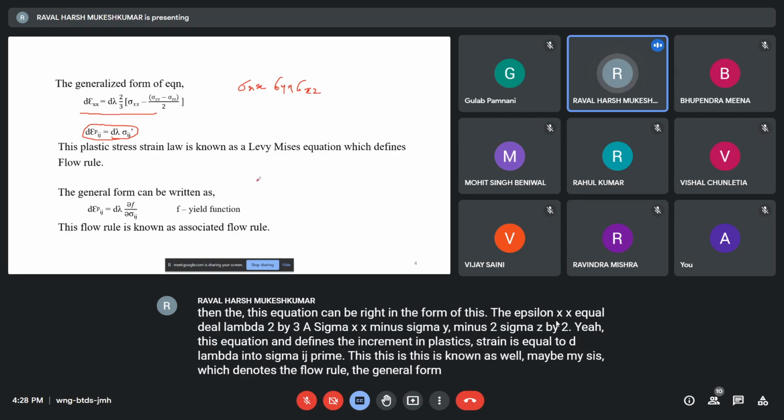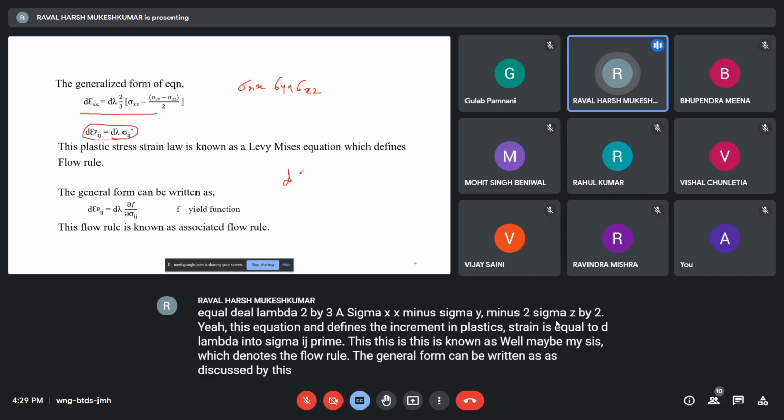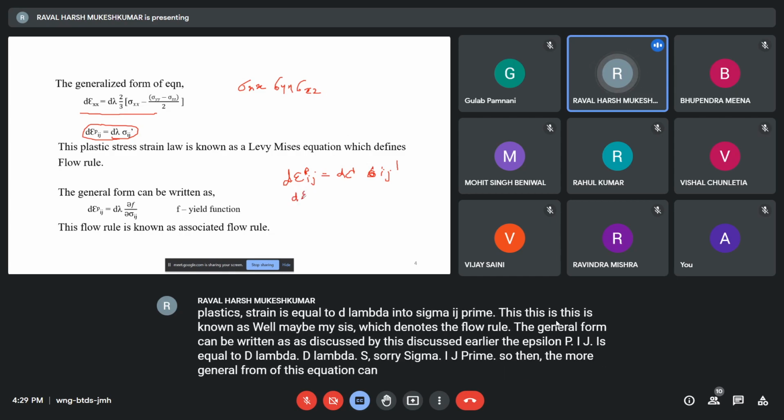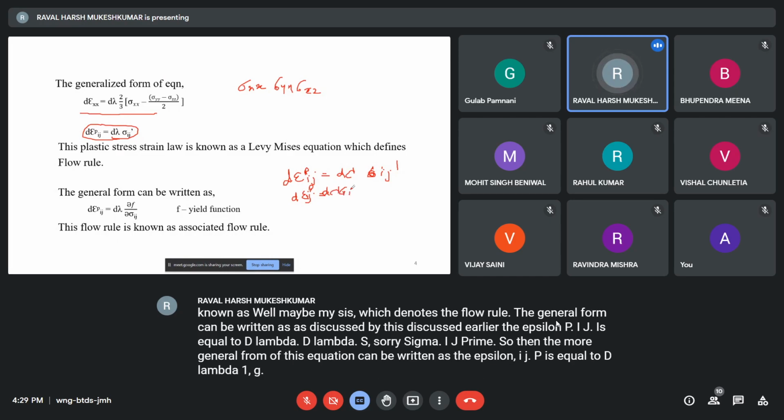The general form can be written, as discussed earlier, d epsilon ij p is equal to d lambda sigma ij prime. Then the more general form of this equation can be written as d epsilon ij p is equal to d lambda times g ij. That g ij is some function of stress and other quantities such as the hardening parameter.